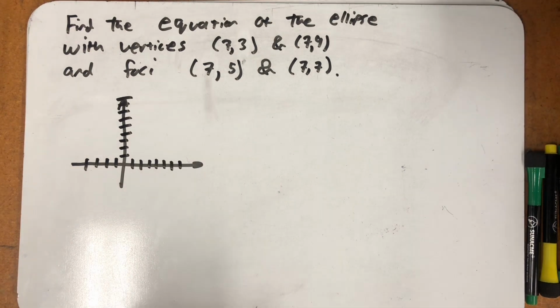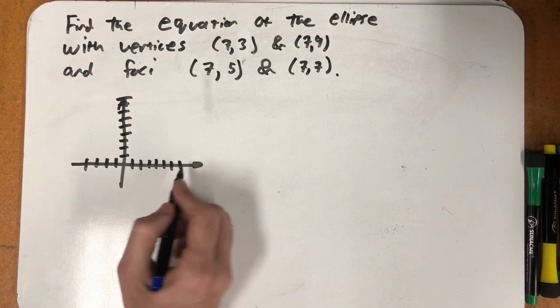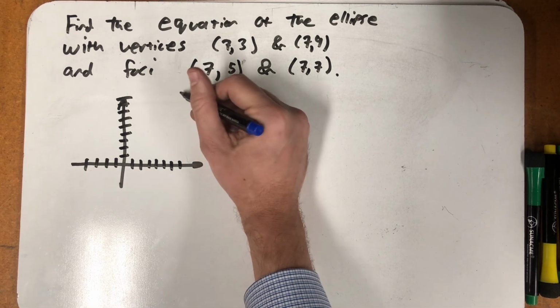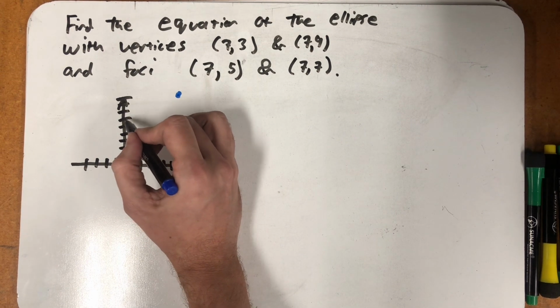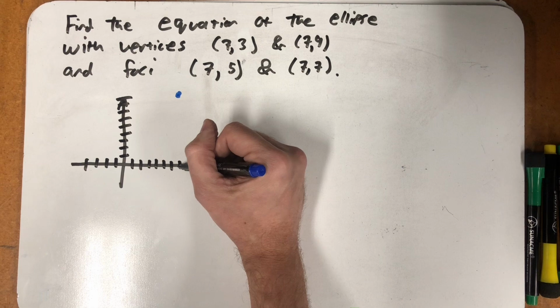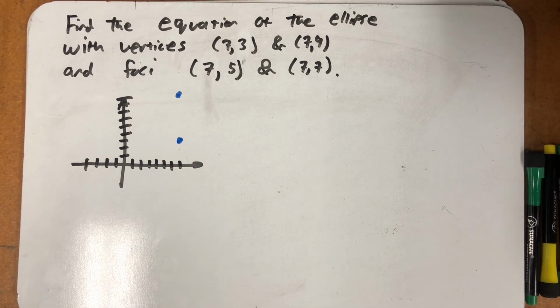All right, so my vertices are at (7, 3). So all the way out here, 7: 1, 2, 3, 4, 5, 6, 7. And then I have to go all the way up to 9. I think that's that last dot I made. 1, 2, 3, 4, 5, 6, 7, 8, 9, and then (7, 3). Well, that at least tells me I'm dealing with an ellipse that has a vertical major axis.